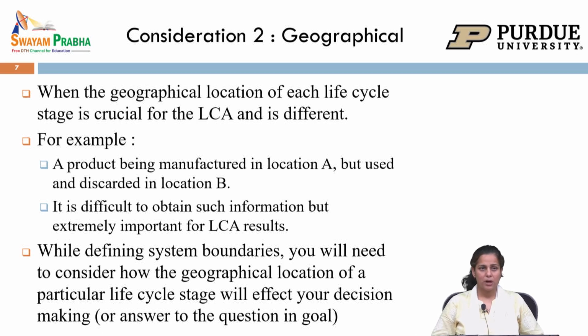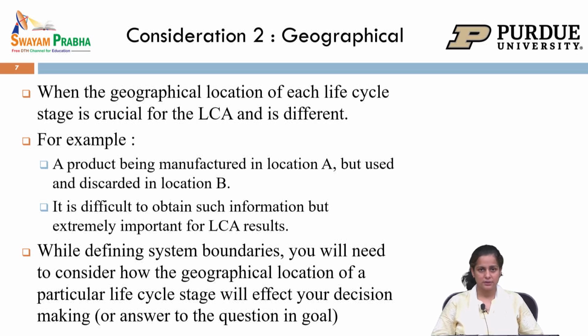For example, if you have a product being manufactured in location A but used and discarded in location B, you would want to consider that spatial variation in the life cycle of the product. However, it is very difficult to obtain this information, and it has been one of the major critical limitations for validation of LCA studies. But if you are working with a company and you can gather that data, consideration of the geographical aspect is very important and will be more accurate in decision making if you have such information.